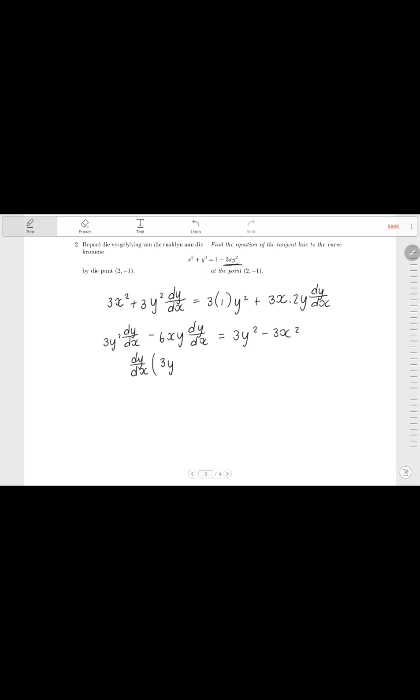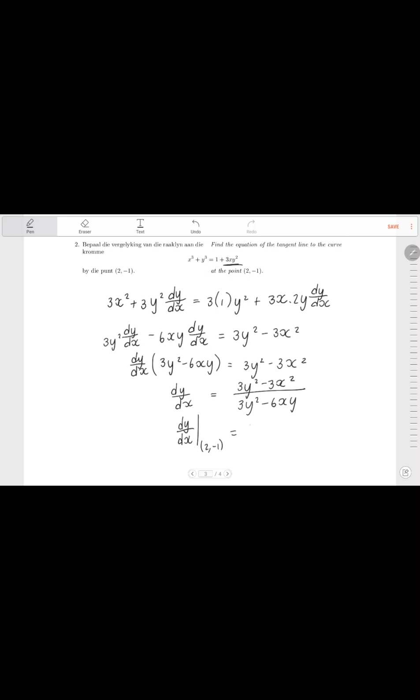So then it's 3y squared minus 6xy. On the right, I still have 3y squared minus 3x squared. So dy/dx is going to be 3y squared minus 3x squared over 3y squared minus 6xy. We want the tangent line at the point (2, -1). So I'm going to substitute those values into my derivative to find the gradient of the tangent line at that point.